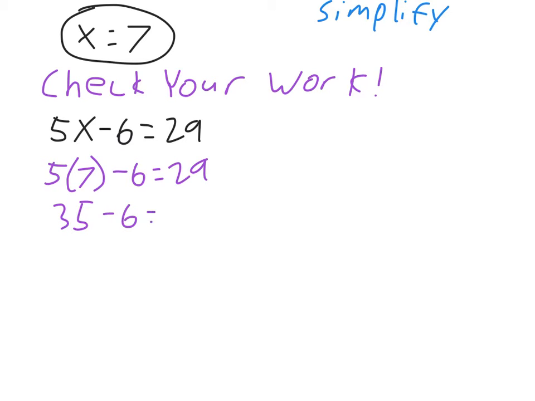Minus 6 equals 29. 35 minus 6 is 29. If you come out and get that the left number equals the right number, then you did this problem correctly. So we did it right. So on tests and quizzes, you can pretty much guarantee 100 by checking your work and plugging everything in.